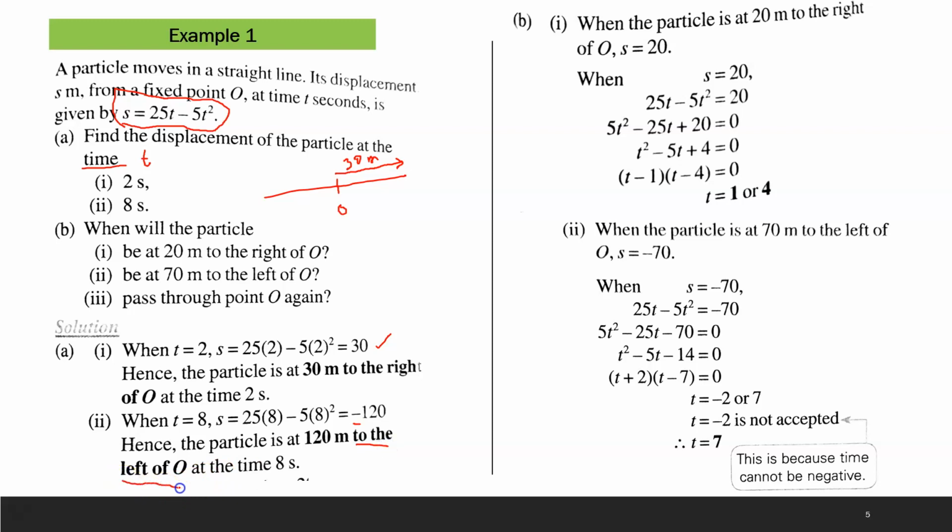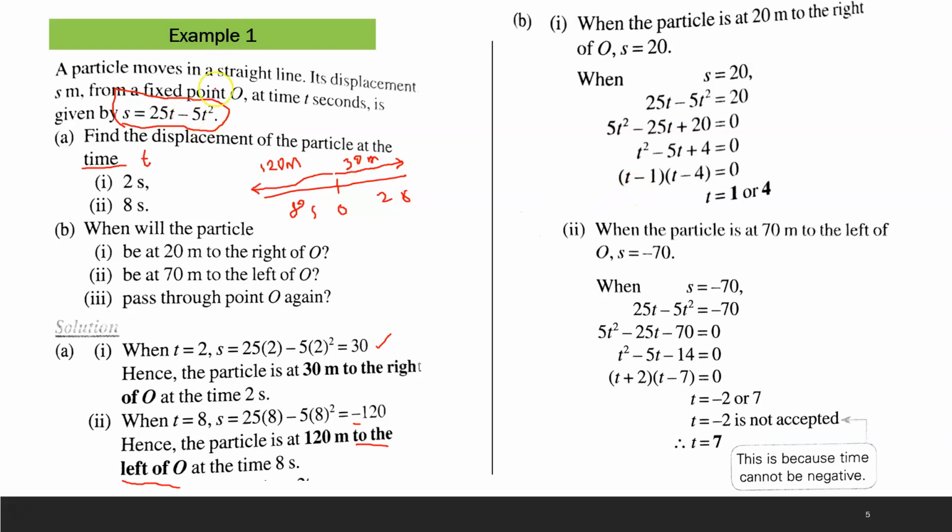To the left. Pada waktu 8 saat, dia sudah berada di sebelah kiri kamu, 120 meter. Kita jangan ambil kira yang negatif tu kalau kita explain ataupun kita tulis. So, because the negative is just a sign that it's moving towards to the left. Dia bergerak ke kiri. Okay? So, this is how you explain the displacement. The particle is 120 meter to the left of O. Okay? Ini adalah 8 saat. Ini adalah 2 saat tadi.